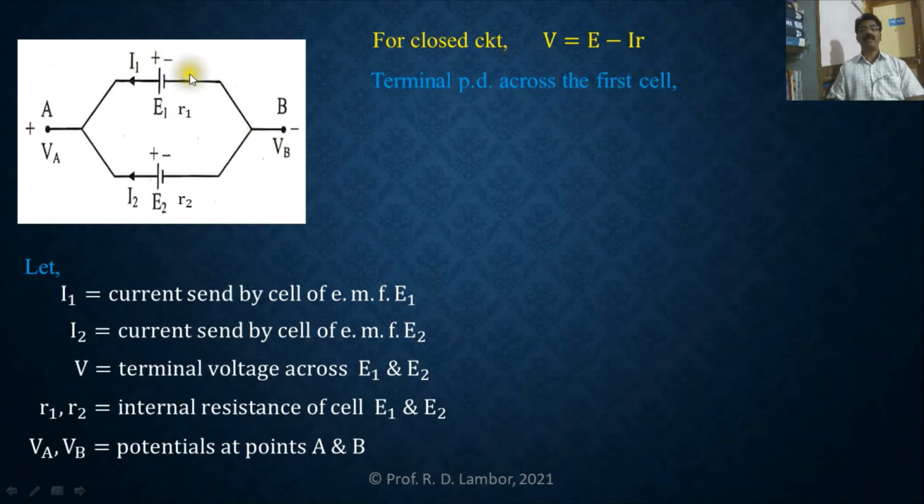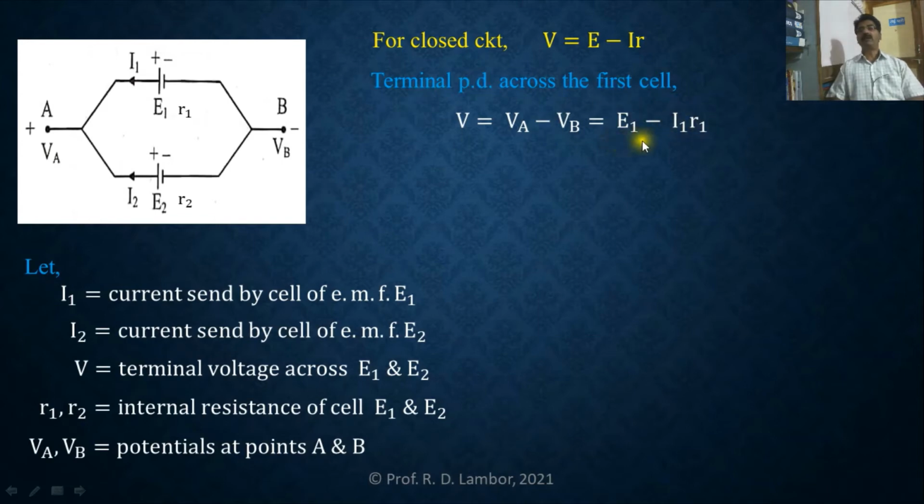The terminal PD across the first cell, that is V, which we have assumed as the terminal potential difference, that is VA minus VB. Using this formula, see how we can write it: terminal potential difference across the first cell V equal to VA minus VB equal to EMF of first cell minus terminal PD across internal resistance of first cell, I1 R1.